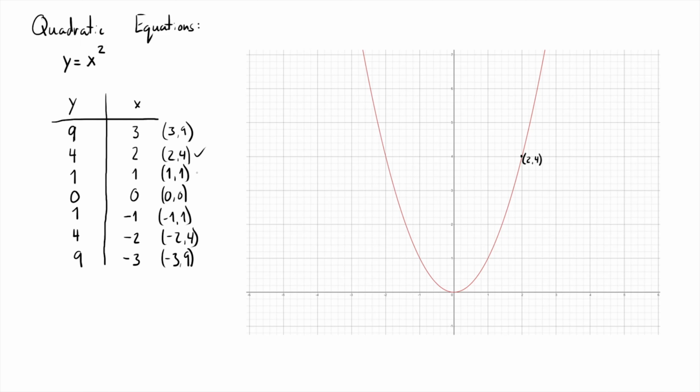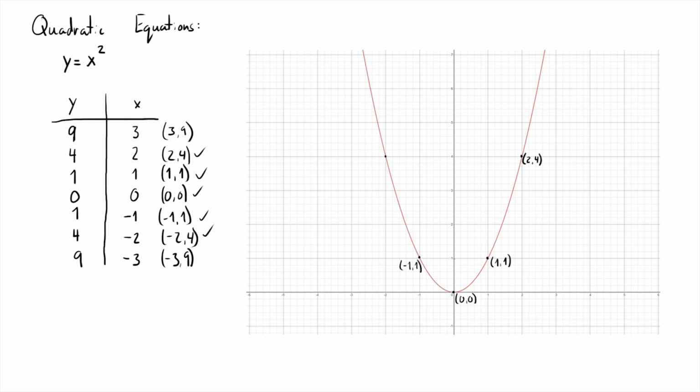Okay, so we have that point. We have 1 comma 1, which is going to be right here. We'll label that one as well. Then we have 0 0, or our origin. That one's pretty easy. And then we have -1 1, which is going to be right here. And then -2 comma 4, that's going to be right here. Okay, so those are some of our points. And again, if you connect them, you'll get this quadratic equation or this graph.